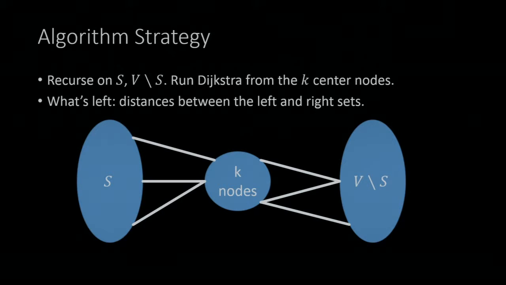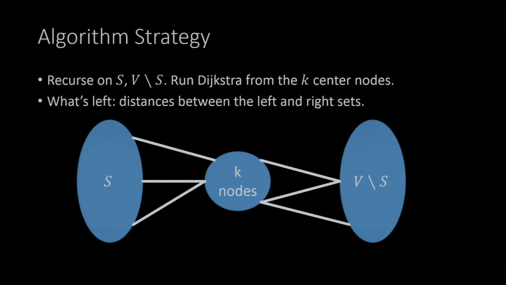Cool. So like I said, our strategy will be recursing on S to find all the eccentricities within S, and we'll be recursing on the right-hand side as well, and then we'll just straight out run Dijkstra from the k nodes in the center, because there's only k of them.